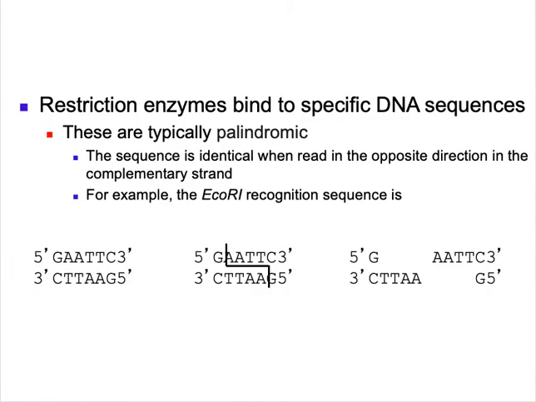So just to review a little bit here, here's EcoRI, the one that we started with. It cuts this GAATTC between the G and the A, and when it cuts, it separates the DNA strands and generates a 5' overhang, as shown there.